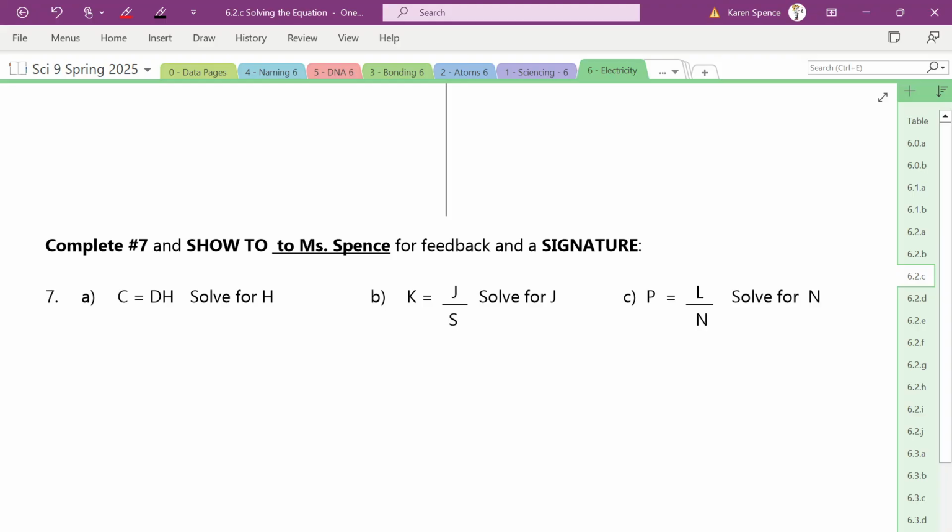Shouldn't someone borrow a calculator? You can absolutely borrow a calculator, yes. There you go. Anyone else need to borrow a calculator? Okay, so when you're finished that, you can work on page 44.